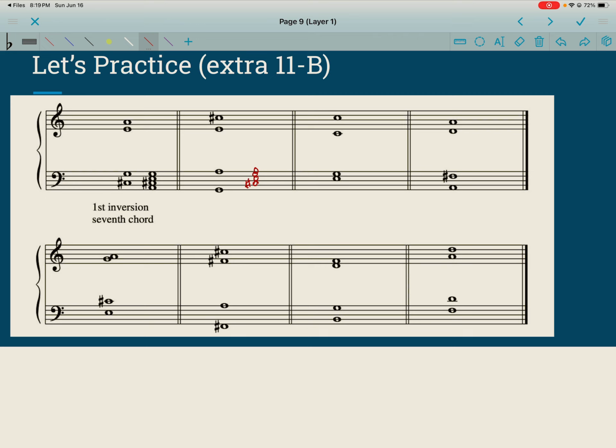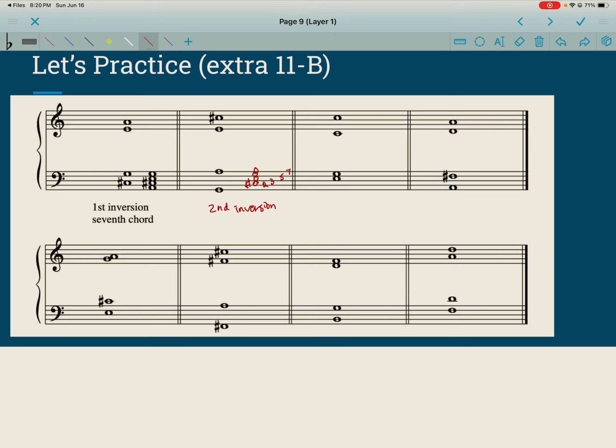So now you can really see my root is not in the bass. My C sharp is furthest from the bass. This is my soprano line. But if I look here, I have a root, a third, a fifth, and a 7th. And my 5th is a G. So what is it called when you have your 5th in the bass? That's second inversion.